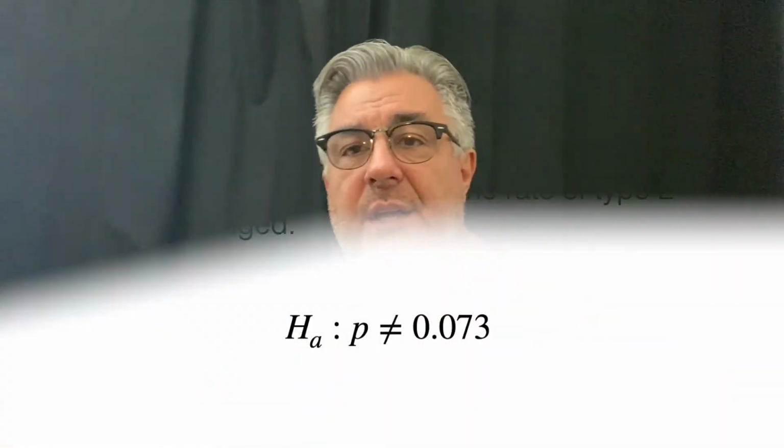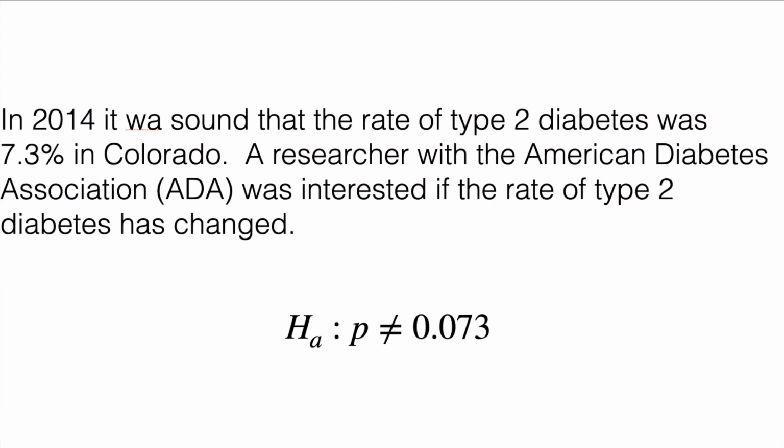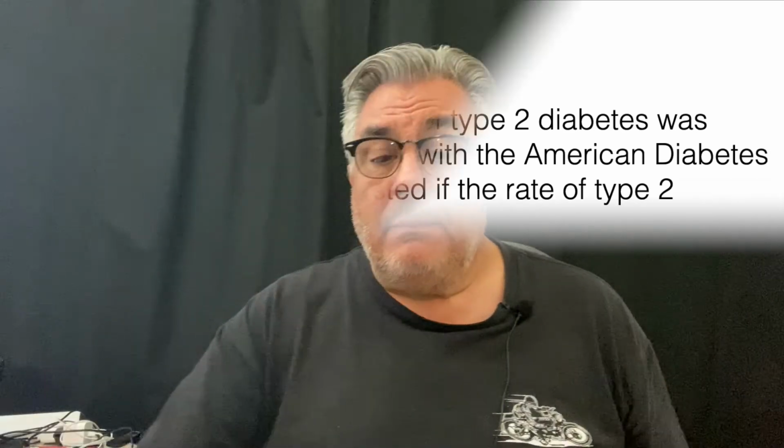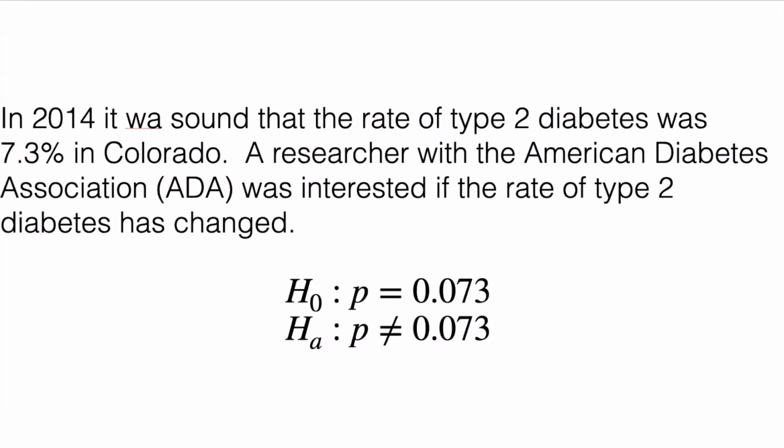So the alternative for this case is H sub A: P does not equal 0.073. That would be our alternative hypothesis. Now we need the null hypothesis, and as always, the null hypothesis is in the form P equals. So our null hypothesis is H sub 0: P equals 0.073.